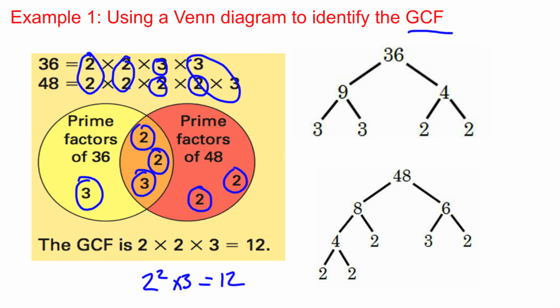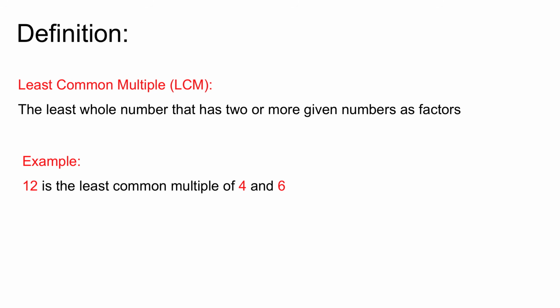We're going to move on to the lowest common multiple. Again, take it for what it's worth, follow along in the textbook, take some good notes, but we will be going through this in detail tomorrow or next day, and I'll be going into great deal until you guys get it, and we'll work some examples. So don't worry about it, just take some good notes right now. Least common multiple: the least whole number that has two or more given numbers as factors. So 12 is the least common multiple of 4 and 6.